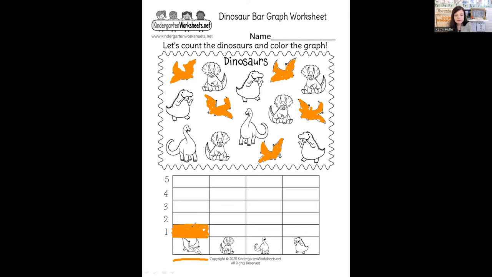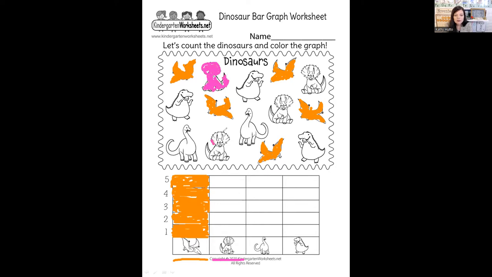One, two, three, four, five. Okay. Next, we're going to be looking for this dinosaur that has three horns. Can you find the dinosaurs with three horns? Here's one. Can you see another one?